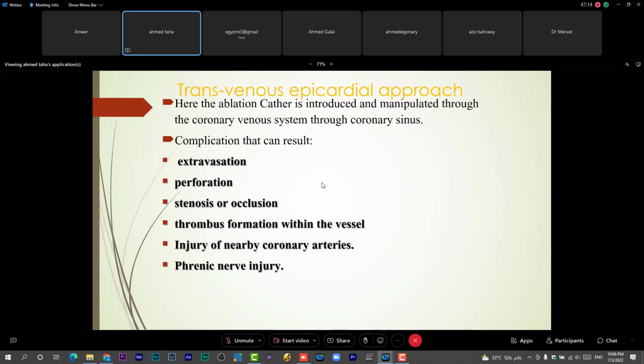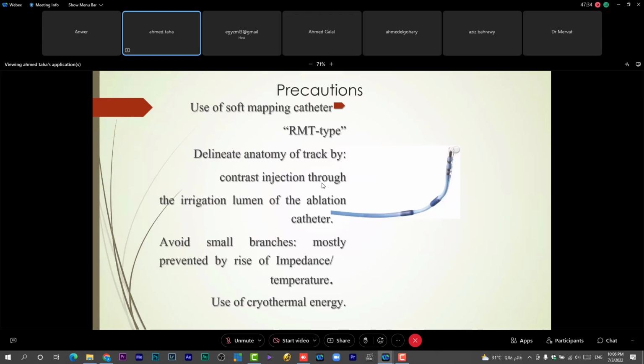You are not trying to ablate the artery itself, but you are trying to side on the vein and be directed away from the artery, by doing coronary angiography at the same time during ablation. Avoid the phrenic nerve, especially if you are ablating near the posterolateral branch or something like that. So you are trying all the time to use a soft mapping catheter, like, for example, the Stereotaxis catheter. It's easy to use.